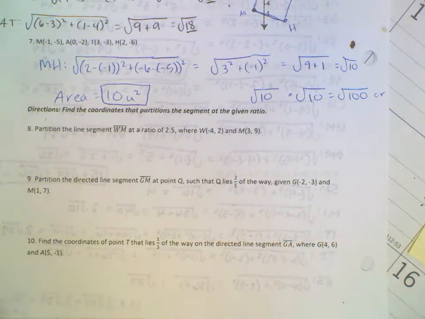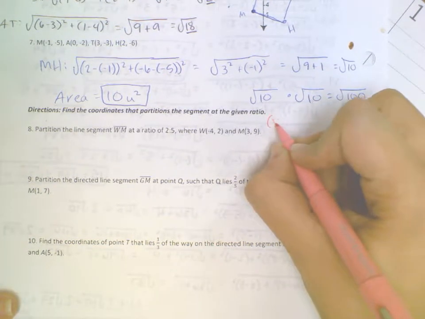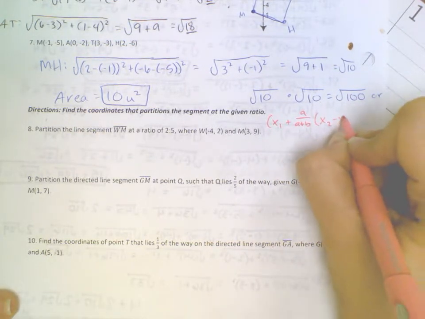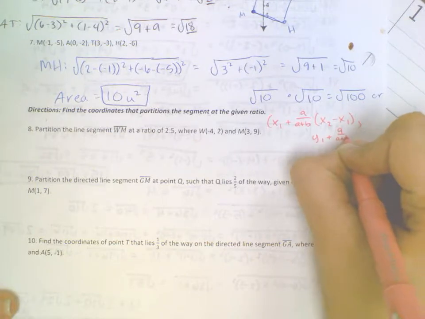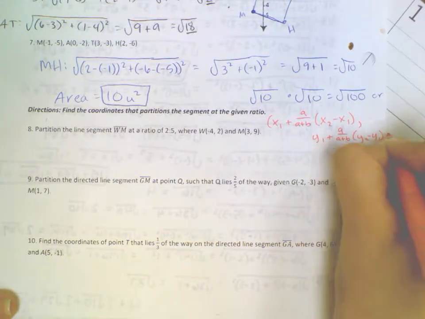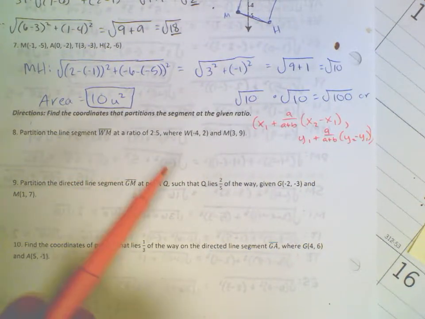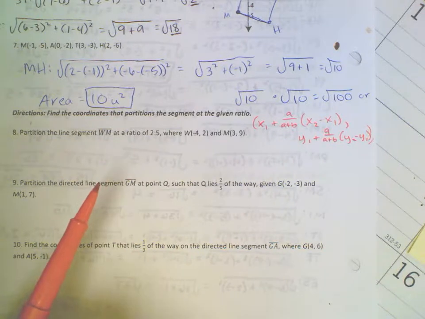For numbers 8, 9, and 10, what we're trying to do is partition a segment with the given ratio. In order to partition a segment, there are two different formulas. The one that I like to use in class is x1 plus a over a plus b times x2 minus x1, comma, y1 plus a over a plus b times y2 minus y1. You're trying to partition the segment, and your final answer will be a coordinate. It'll be the point that exists at the place that would partition your segment.